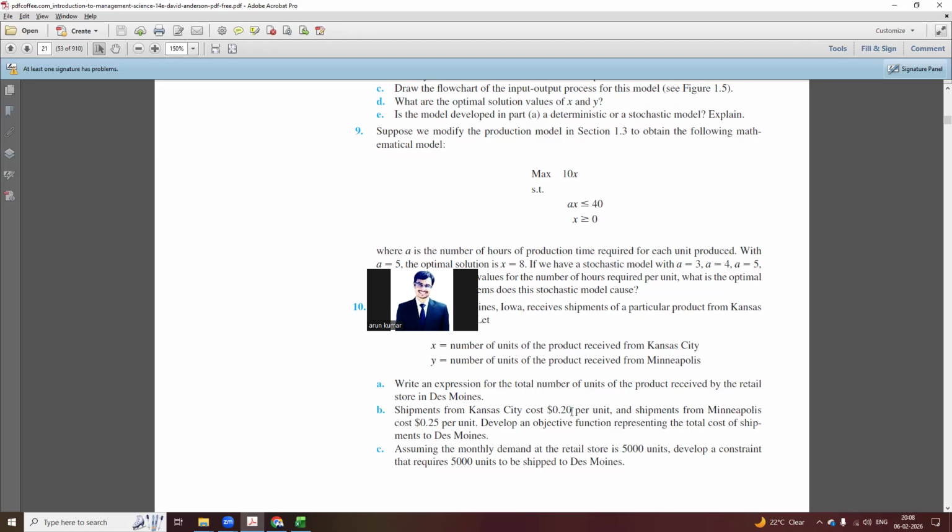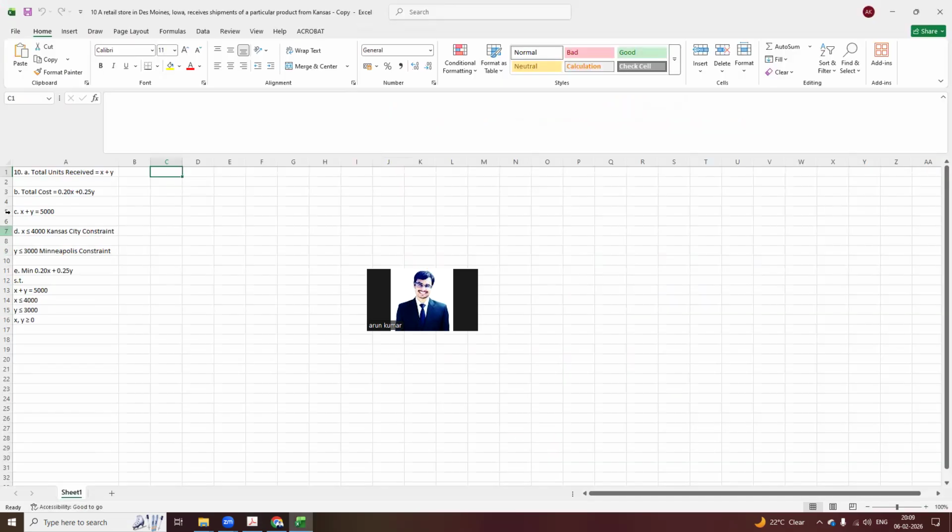Then shipments from Kansas City cost $0.20 per unit, and shipments from Minneapolis cost $0.25 per unit. Develop an objective function representing the total cost of shipments to Des Moines. So our total cost is 0.20x plus 0.25y. This is the solution for part B.